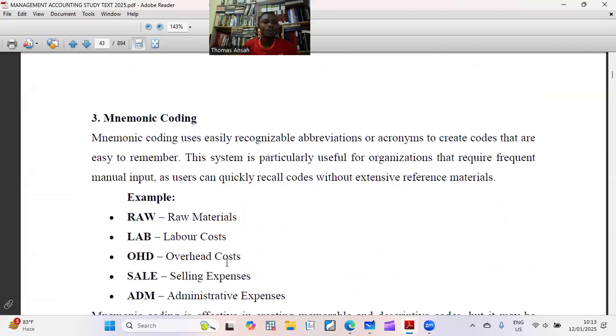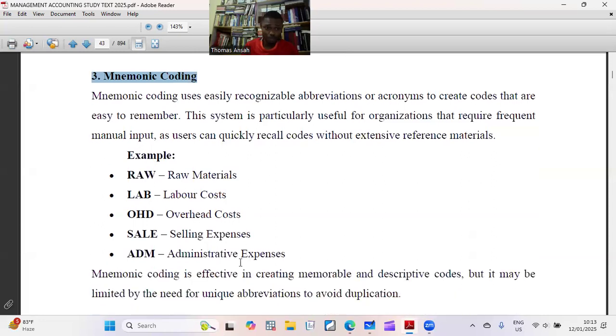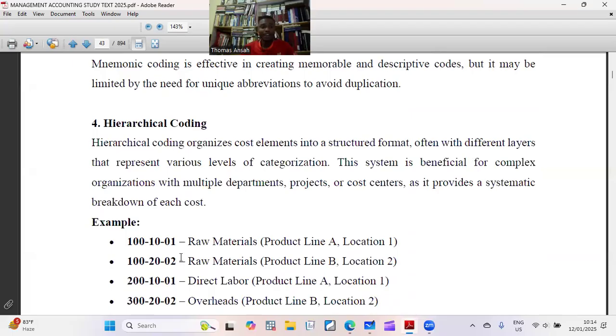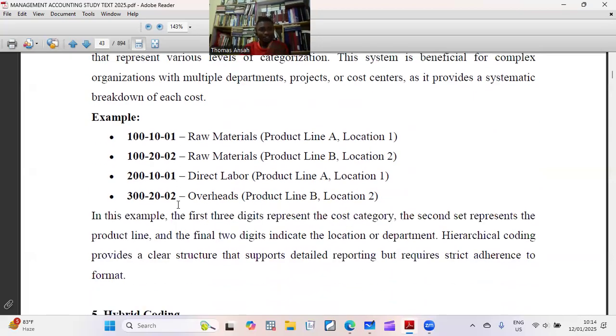Then you can also use mnemonics. So instead of raw material, use raw. Labor, you use lab. When we say mnemonics, we are talking about abbreviation. You can also use hierarchical coding. If it is 100, you do 1001, to show something. Here you are using a structured way of layers, like 2101, 2102, 2103. We call it hierarchy.